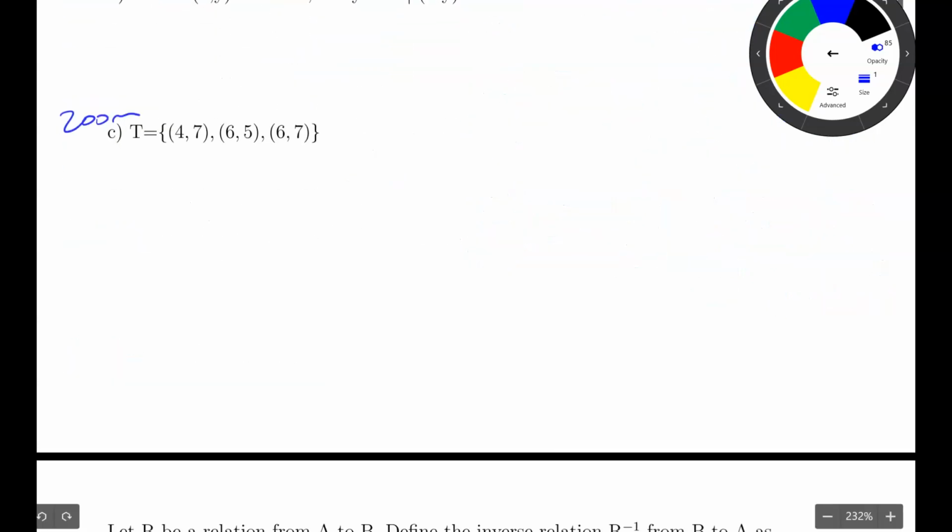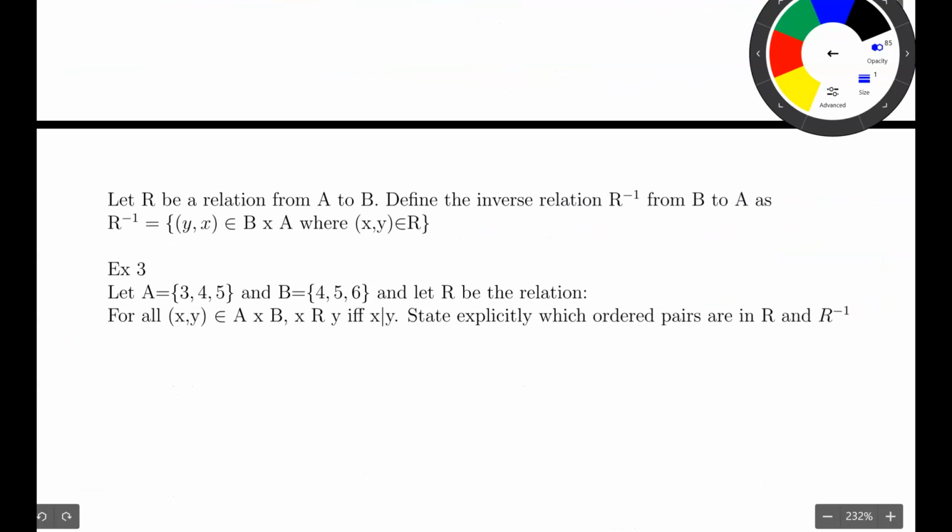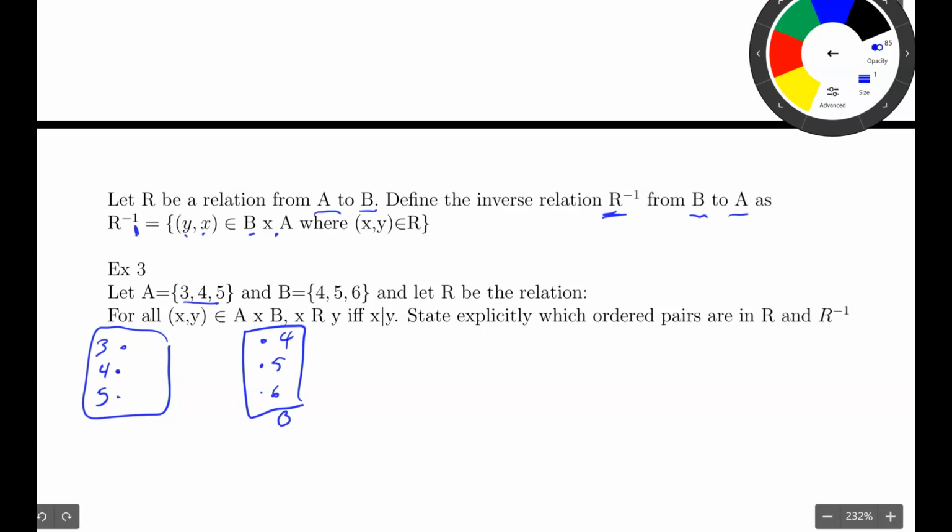All right, so let's go to the next page, and let's talk about the inverse relation. So if the relation goes from A to B, the inverse relation will go from B to A, right? So y comma x will be in B cross A, right, if that's going to be the inverse relation. All right, so let's look at what this relation is saying. So here's our set A, and again I'm going to draw it, and here's my set B, 4, 5, 6. Okay, so there's A and B.